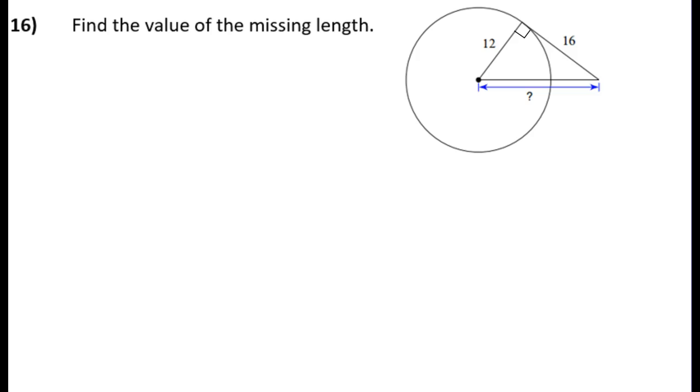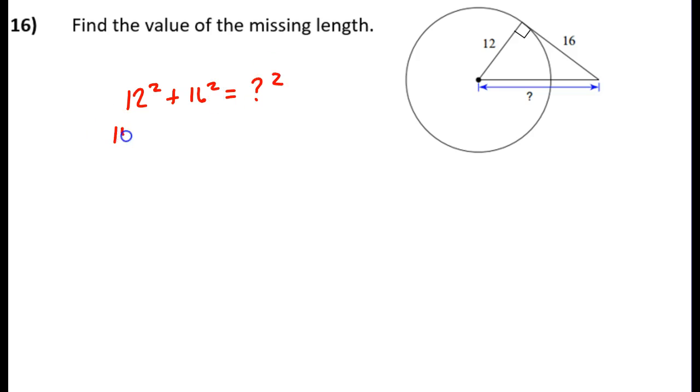Number 16 says find the value of the missing length. Notice you have a circle here. You have a right triangle, so we can use the Pythagorean theorem. Across from the right angle is your hypotenuse. So I have 12 squared plus 16 squared all equal to the question mark squared.